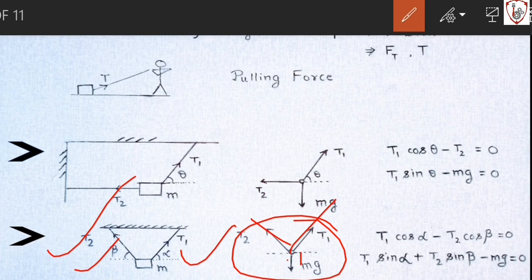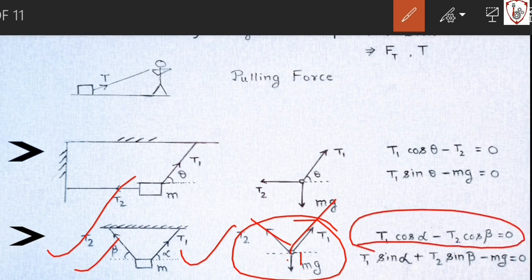Now what will you do? Apply Newton's law of motion in the x direction and Newton's law of motion in the y direction. F is equal to ma. Balance the forces. Acceleration is 0, so the overall applicable forces on the block in the x and y directions, their total value will be 0.